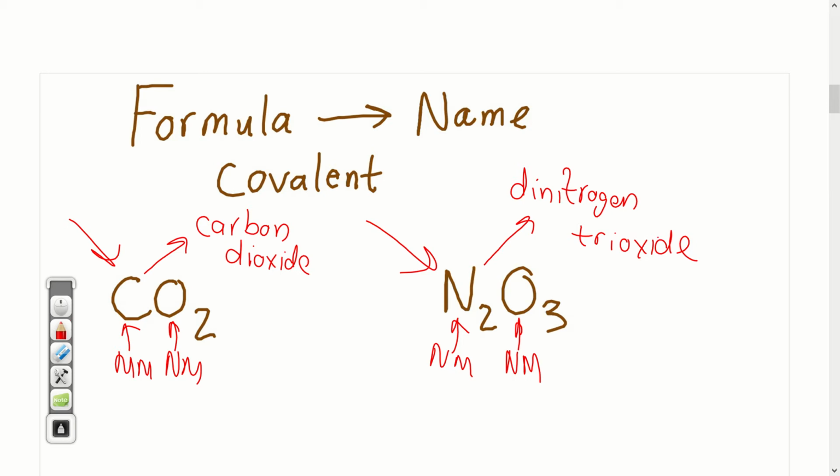It's really different because now I'm using these prefixes. I'm adding prefixes in front of the names to tell me how many atoms I have. Since I don't have charge anymore, there's no crisscross method anymore. So I can't use the crisscross method to go, oh, I need 1 carbon and 2 oxygens. That doesn't work. So with covalent, it comes down to these prefixes telling me how many elements I have of each. Some people think this is easier if they learn the prefixes because it's telling you how many atoms you have.